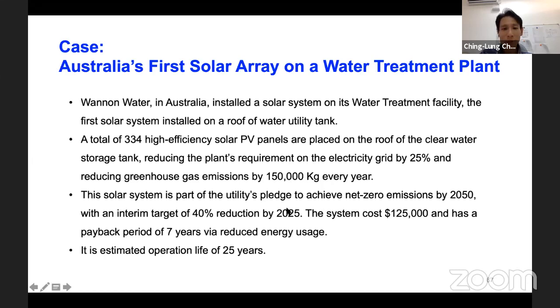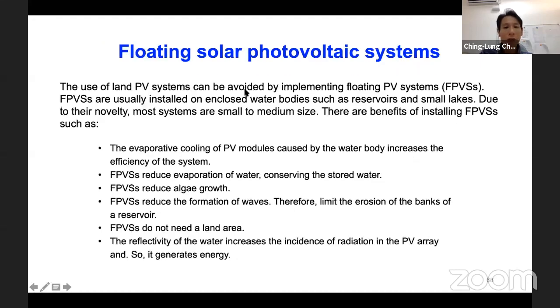Okay, and this is the floating solar photovoltaic system. This system is called FPVS. This means they install the solar panels in the ocean or in the river. So this is just different, they just install the solar panels in different places.